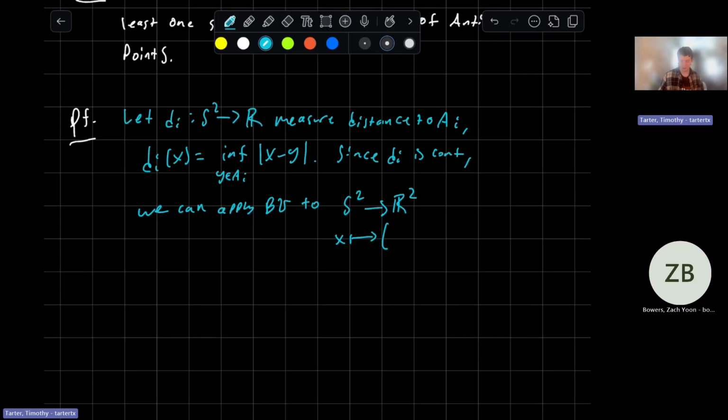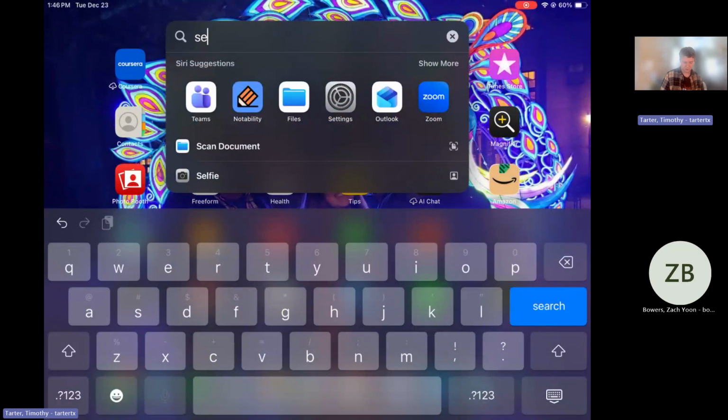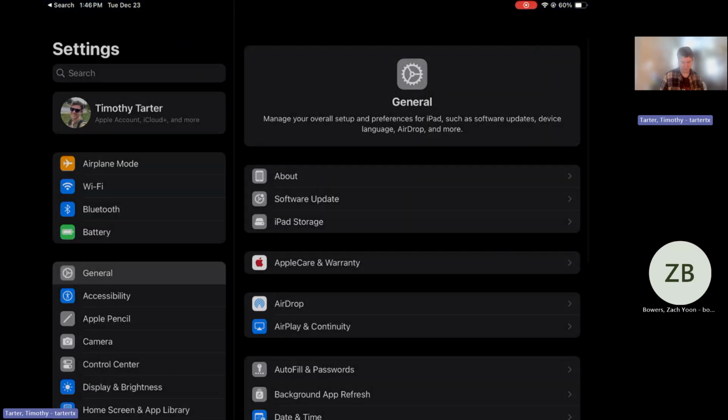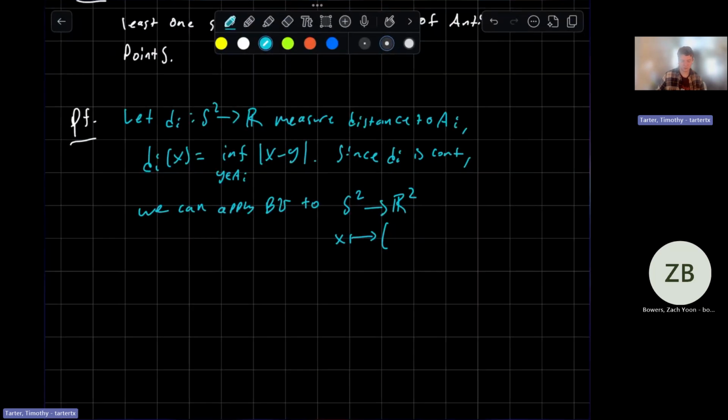Okay, let me check my Apple Pencil battery settings. Apple Pencil. Okay, 20% should be fine.